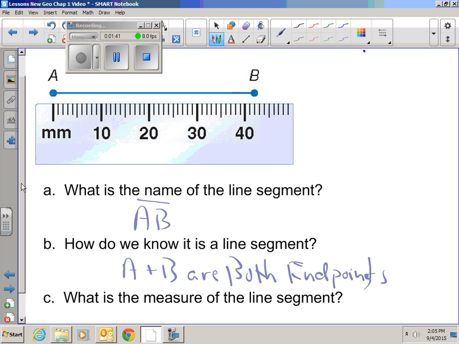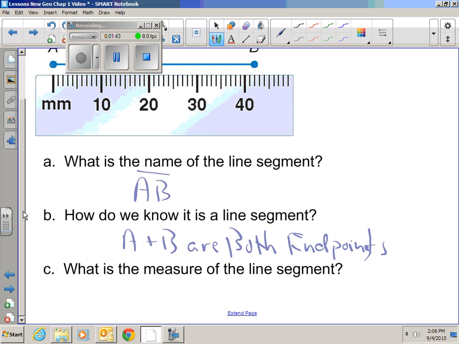What is the length of this? When we talk about the measure of a line segment, we're talking about its length. This length looks like about 42 millimeters.